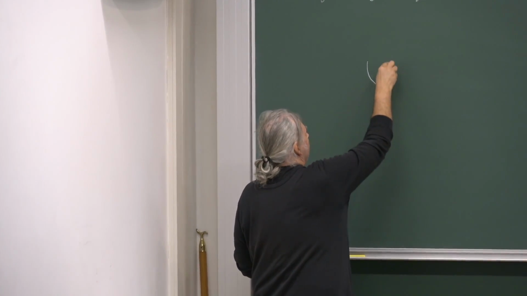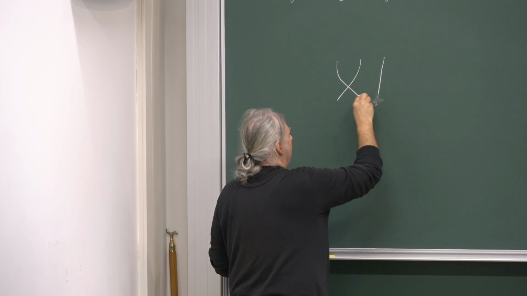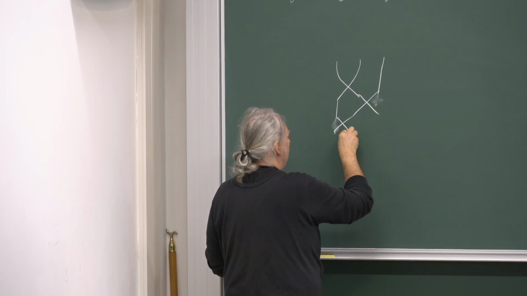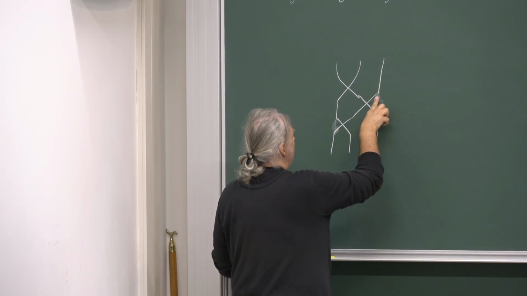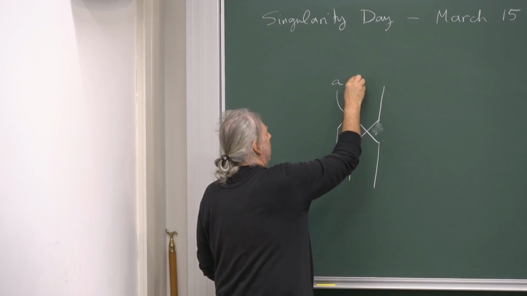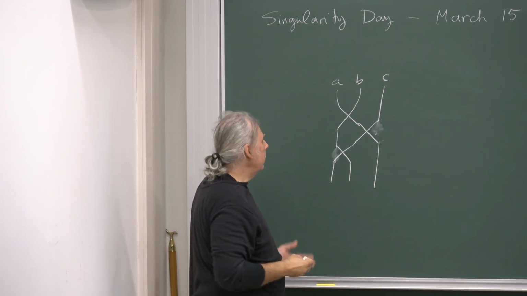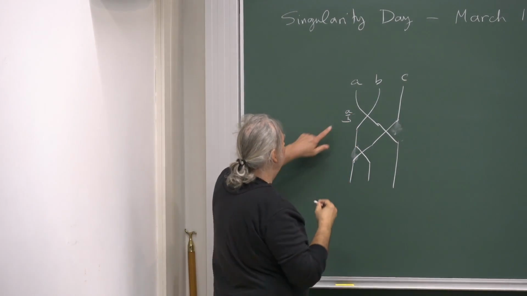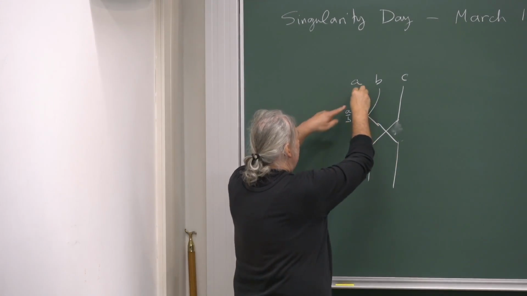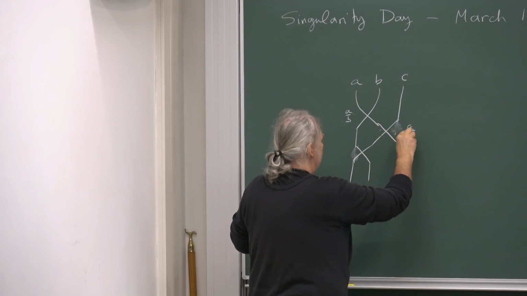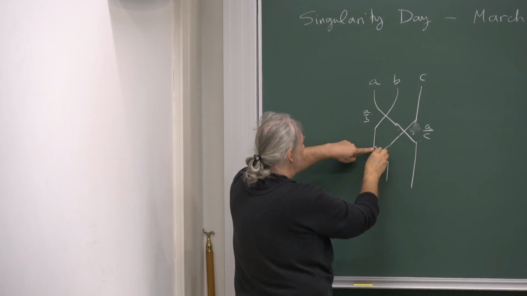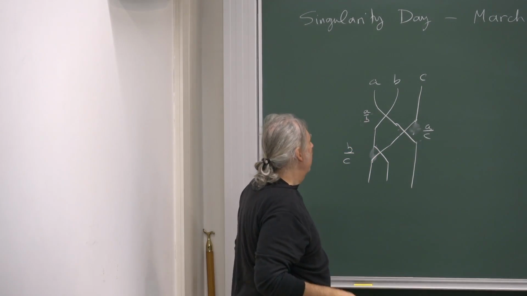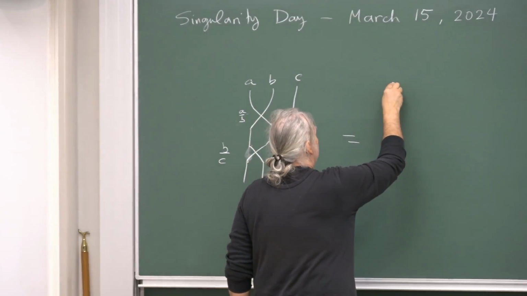So if you have A, B, and C, now strings have labels. So if you cross here, just take A over B. This will be our new definition. Here crosses A times C, and here crosses C, B over C.